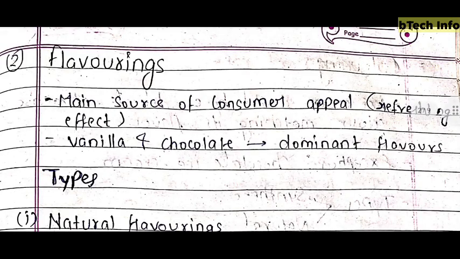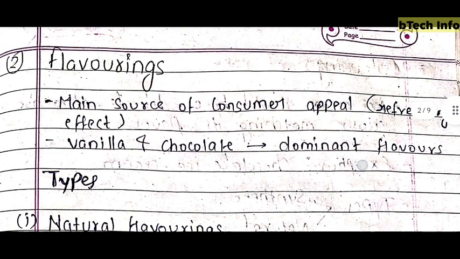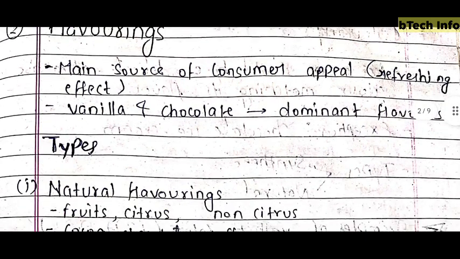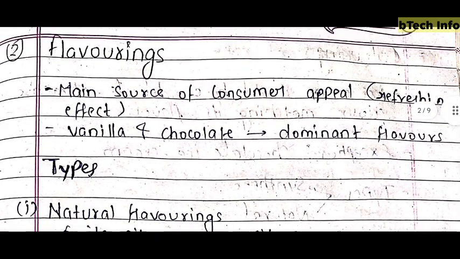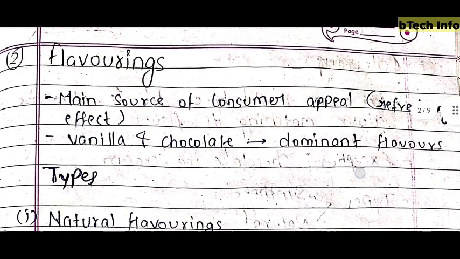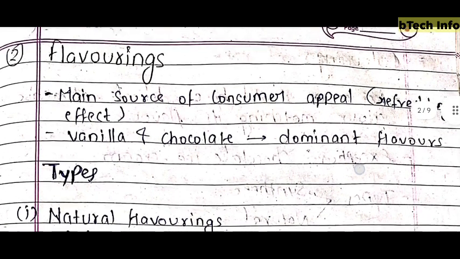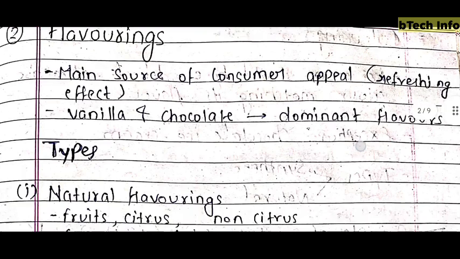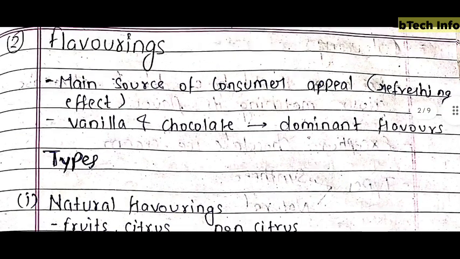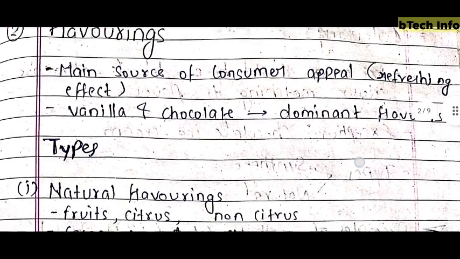The second non-dairy ingredient is flavoring agents. Flavors are the main source of consumer appeal, and they produce a refreshing and cooling effect. We also have various types of flavorings. Vanilla and chocolate are the dominant flavors, the most commonly used flavors.